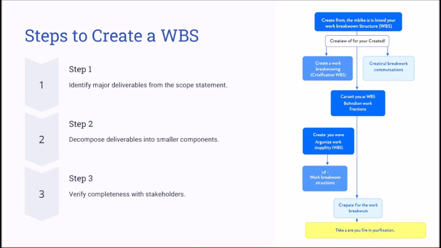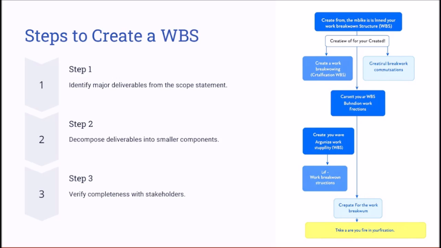Let's now have a quick overview of the key steps that are involved in creating the WBS. Creating a WBS begins with identifying the major deliverables outlined in the scope statement. And don't worry, because we're going to cover each of these: the scope statement, how to create the scope management plan, how to come up with the scope baseline. But here is an overview of the key steps that are involved, for example, when creating the WBS.